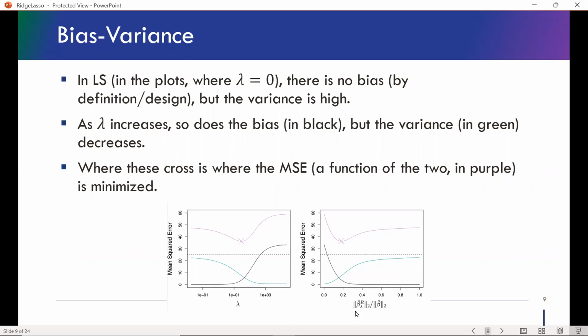And this plot on the right-hand side passes the same information in a different format, because we are using the ratio of the L2 norm of the ridge regression coefficients to the L2 norm of the least squares estimates. Still, I like this one better. You can just focus on this one.